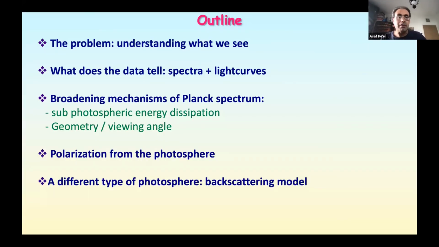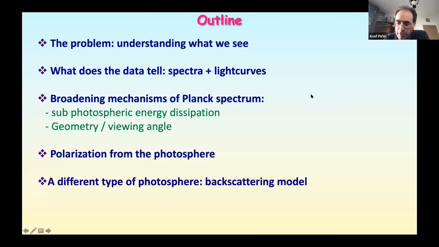So the outline. Of course, I'm going to take a step back, in a sense. It's very nice to have a whole session devoted to photospheric emission. This is something which we did not have a few years ago because it was much less popular, I would say. So I want to take a step back and say, okay, what is the problem? Understanding what we see, and then look carefully at the data to see what the data really tells us as far as the spectrum and the light curve. Then I will speak about the broadening mechanisms of the Planck function, the Planck spectrum, polarization, and then a new idea that we're promoting in the last year or so.